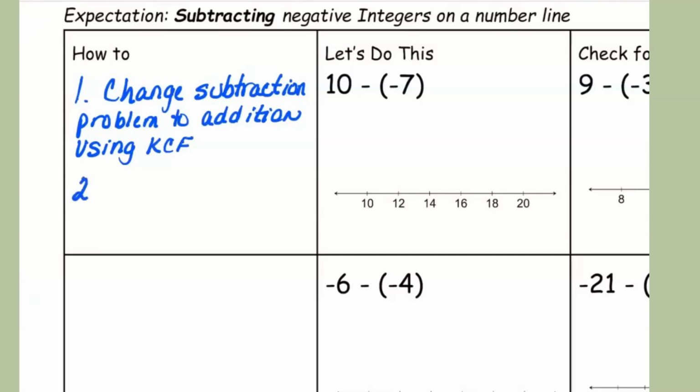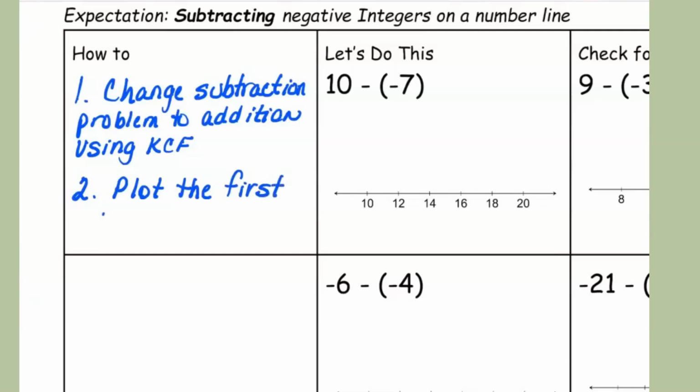So step number 1, change the subtraction problem to an addition problem by keeping that first integer the same, changing subtraction to addition, and then flipping that second integer from whatever sign it is to the opposite. So we're going to go from changing a negative to a positive and a positive to a negative.